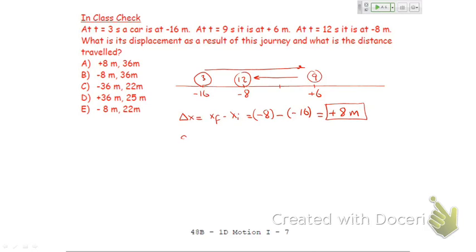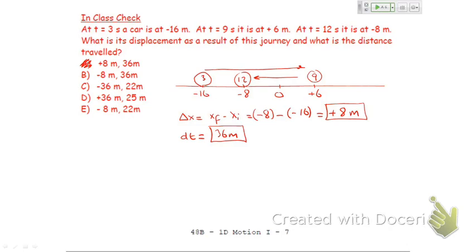And then for my distance traveled, let's have a look. I started off at minus 16. So there's 16 plus 6 makes 22. Plus another 6 going in the negative direction makes 28. Plus another 8 makes 36. So this is going to be 36 meters. So if I look at that, I can see it's plus 8 and 36.